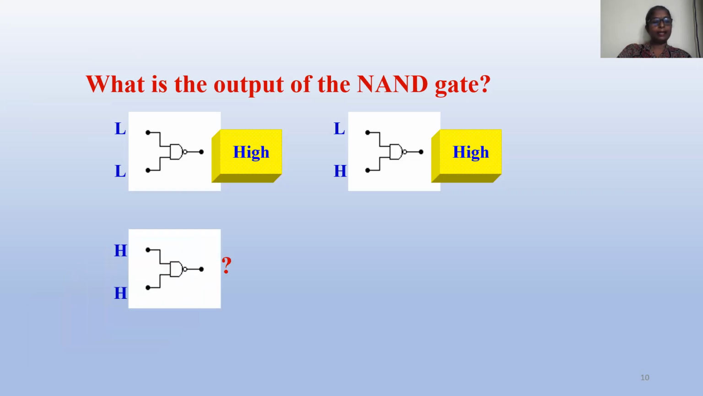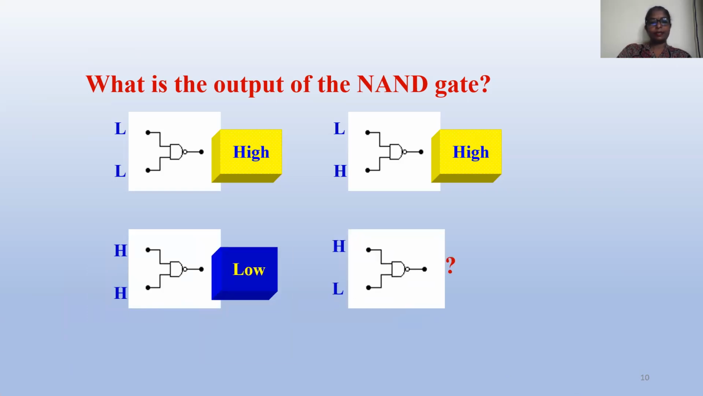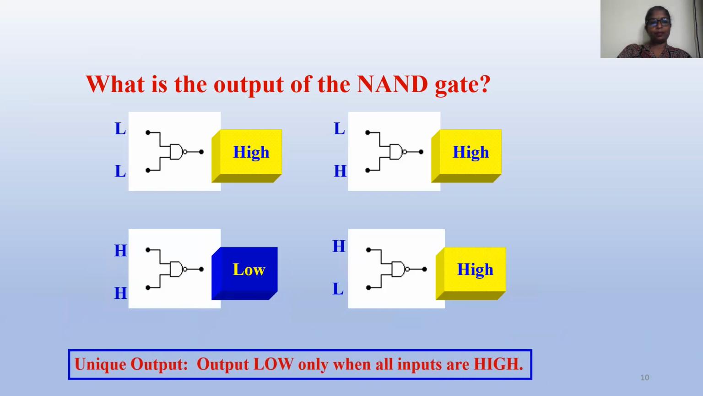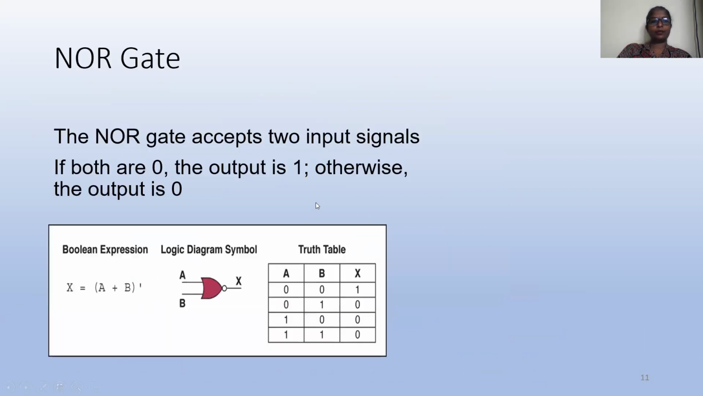Yes. High, high. What is the output now? Yes, it is low. Next. High, low. What is the output now? Yes, very good. It is high. So, if any one input is low, the output is high. That is the unique output.